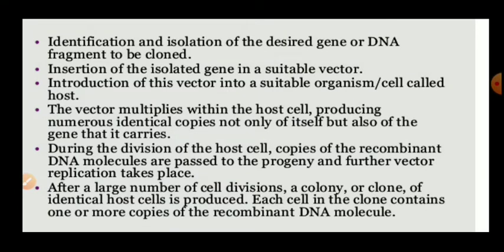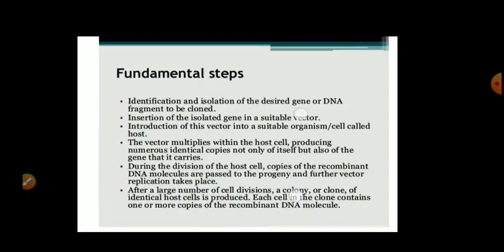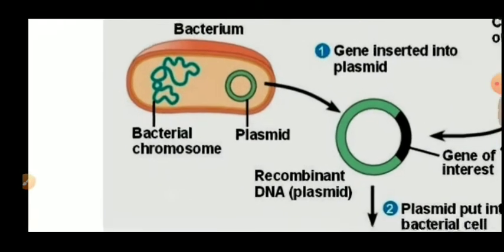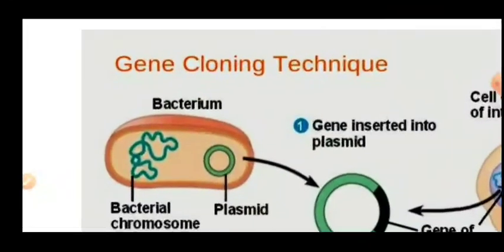Right. Now, during the division of the host cell, when the mother cell multiplies, the copies of the recombinant DNA molecules are passed to the progenies. And in the progenies, further multiplication of the vector and the foreign gene will take place. Thus, a large number of copies of the foreign gene are produced, and the product can also be produced. Okay, so this is the basic gene cloning technique.